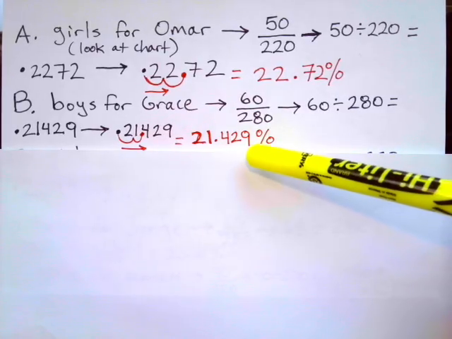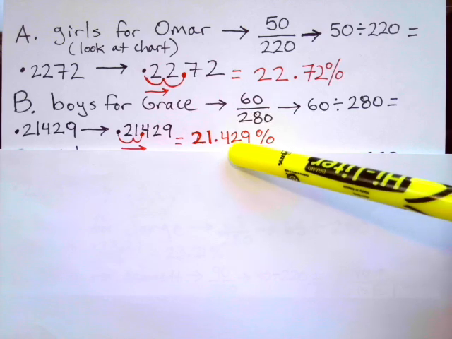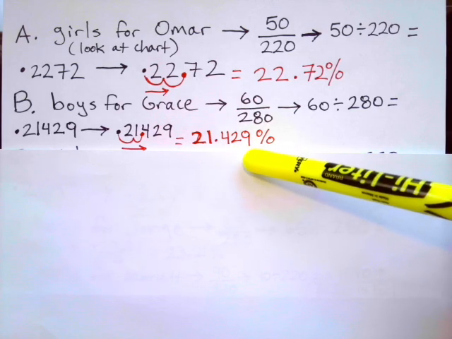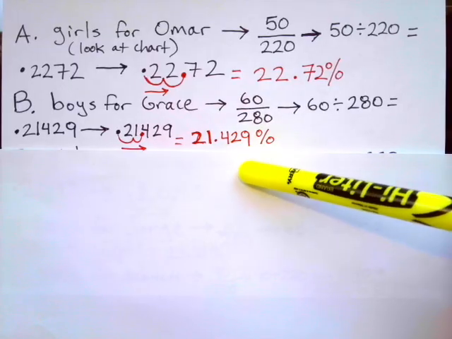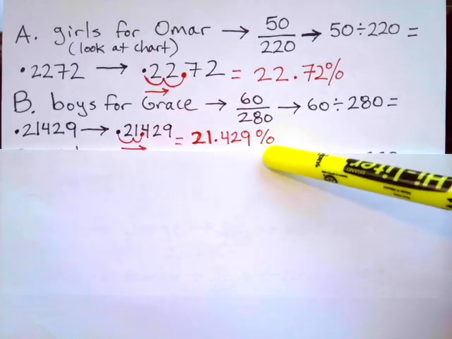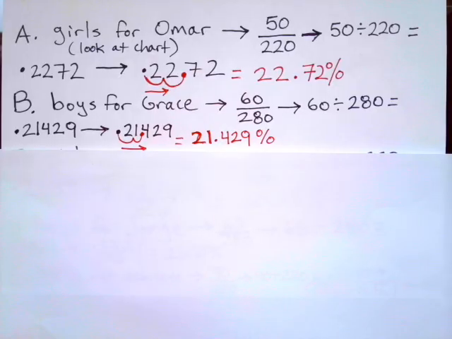And that gives you 21.429%. Now you could round up that 2 to a 3 because the number to the right of the 2 is 5 or larger, and then eliminate the 9. But we'll just keep it here for now since we're comparing percentages. I want to make sure I'm doing this the right way.